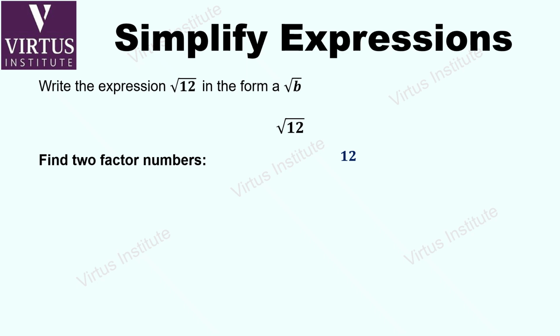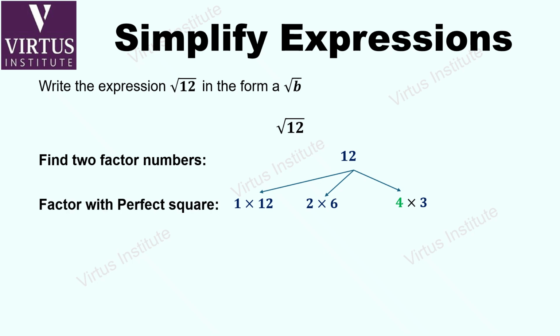The factor pairs of 12 are either 1 times 12, 2 times 6, or 4 times 3. The largest perfect square factor is 4. So we use the pair 4 times 3.